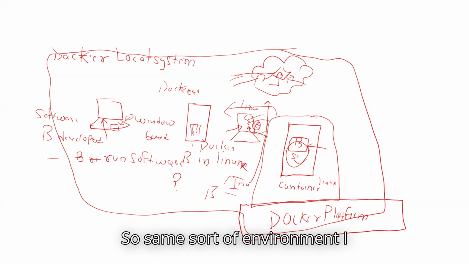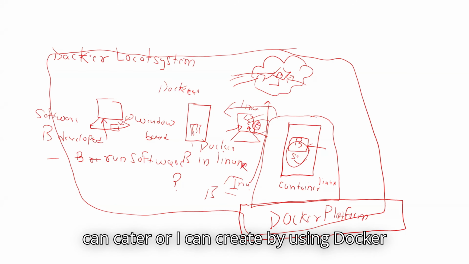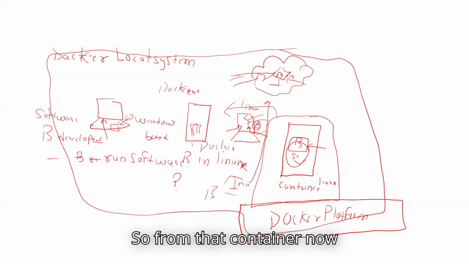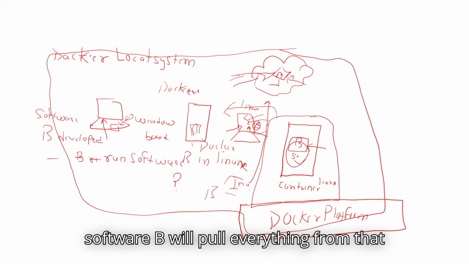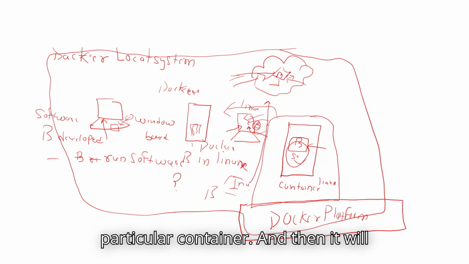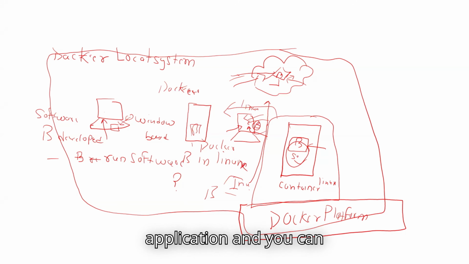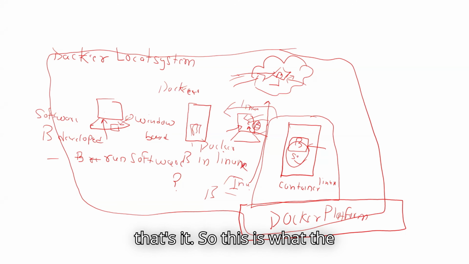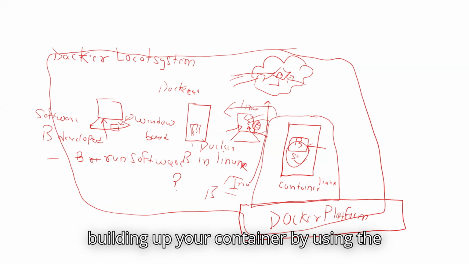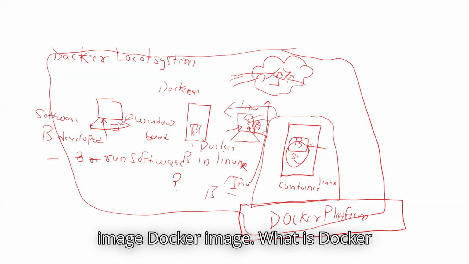The same sort of environment I can create by using Docker, and that environment we call a container. So from that container, software B, whatever you want to develop, will pull everything from that particular container, and then it will run or build your application. Wherever you want to host your application, you just have to send the Docker image, and that's it. So this is what containerization is all about. Containerization is also called building up your container by using the Docker image.